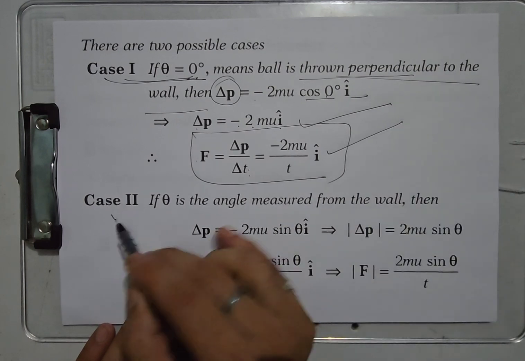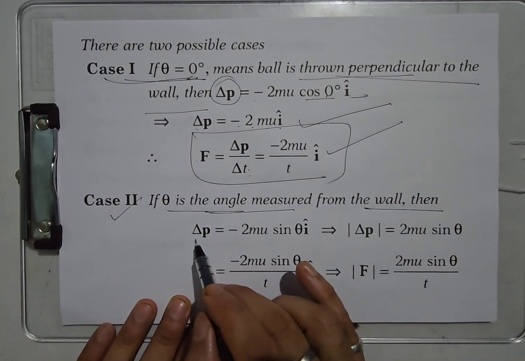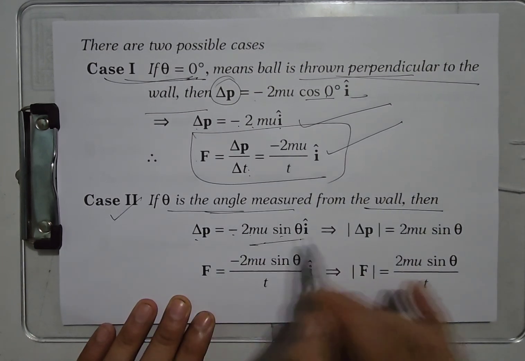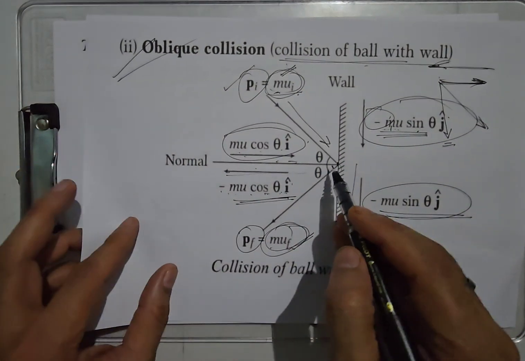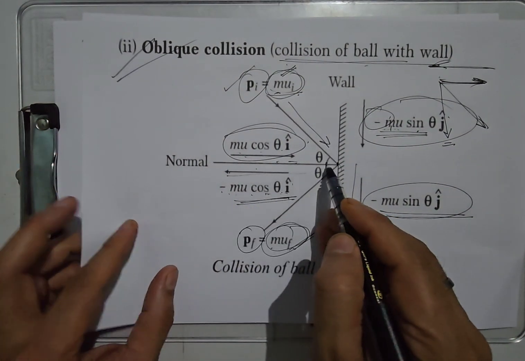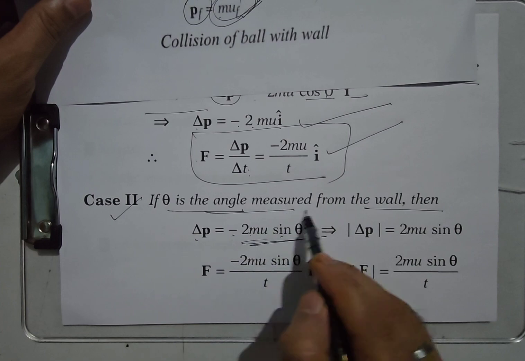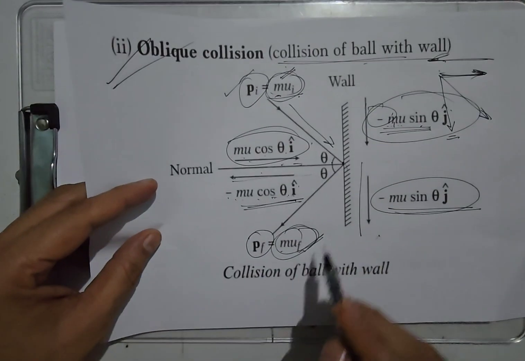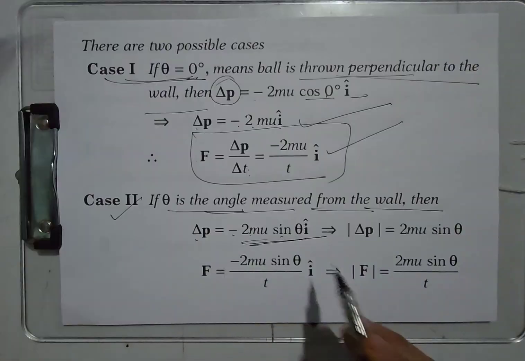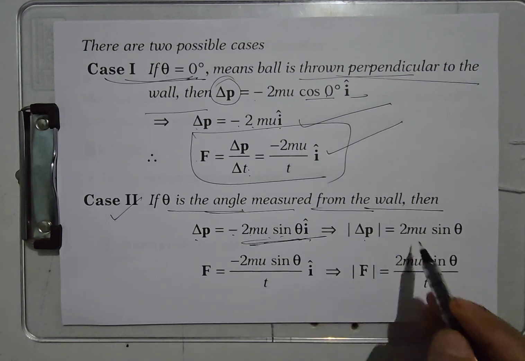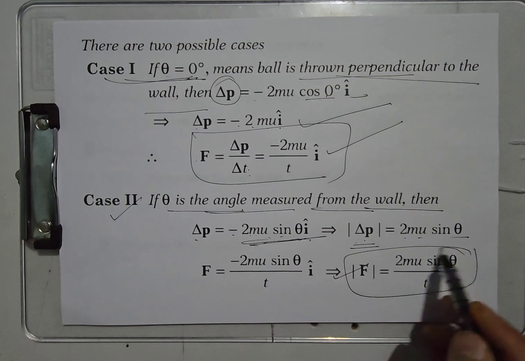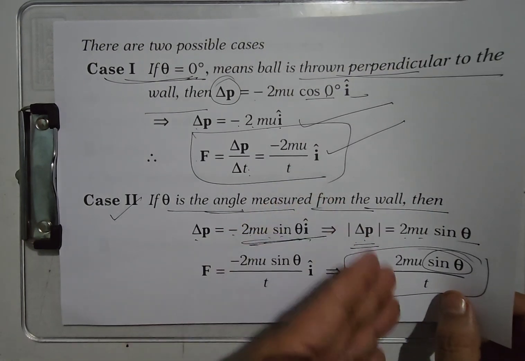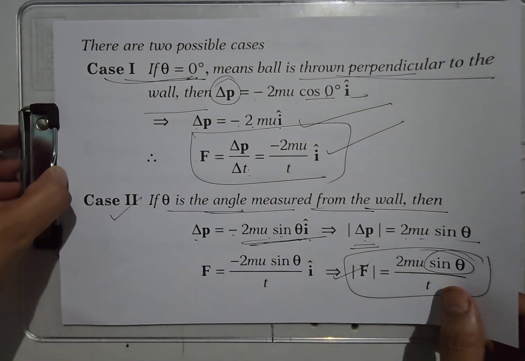Second case could be theta is the angle measured from the wall. Then you can say delta p is equal to minus 2 m u sin theta i. Now how is this possible? Let me show the diagram once again. This time I am measuring the angle with respect to the wall, which is theta. Theta is the angle measured from the wall. In that case, instead of cos, this angle would be theta, so this would be sin theta. So this delta p accordingly would be changed, that is 2 m u sin theta, and accordingly in f also cos की जगह sin आ जाएगा. So this is how we can calculate the values of force and change in momentum as per Newton's law.